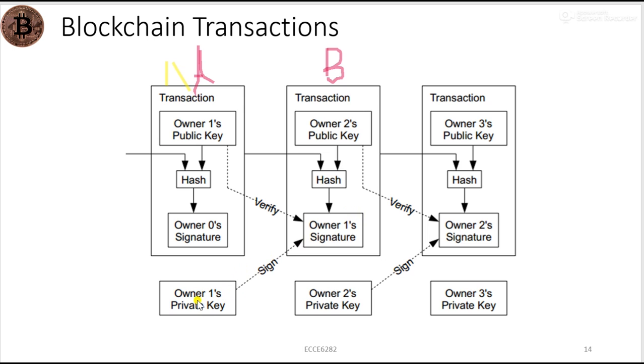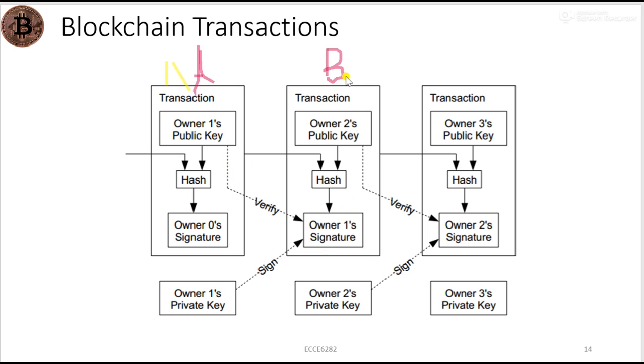So Alice will use her private key to sign the public key of Bob, the previous transaction and any of the content of the current transaction. A hash will be calculated on it, and then Alice will perform her signature on it, and this signature can be verified at any time using Alice's public key.